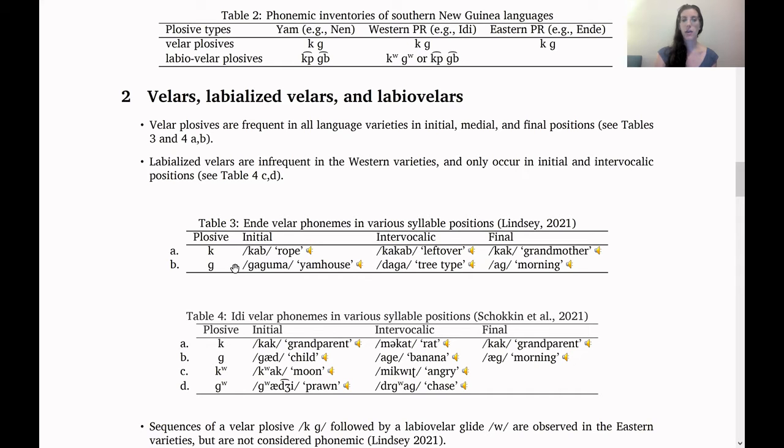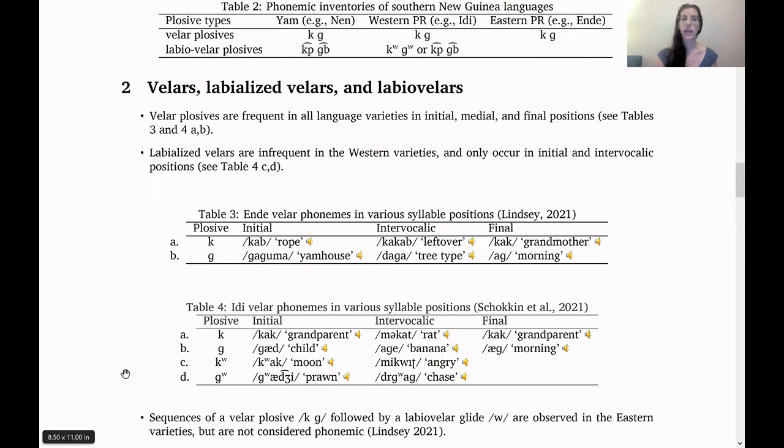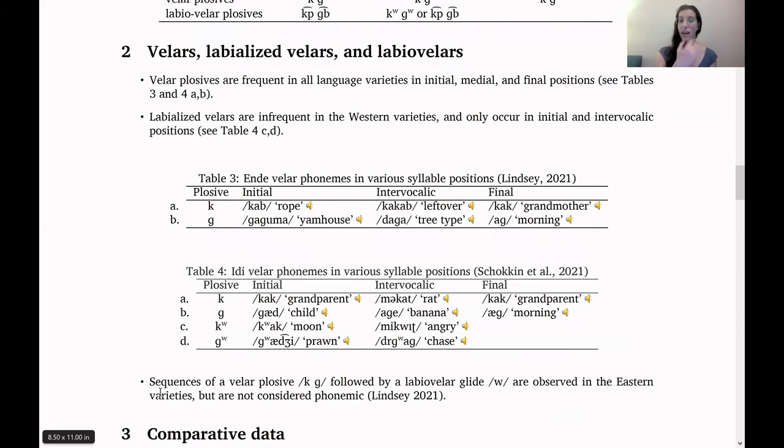Well, the velar phonemes, ka and ga, are very frequent in both of the languages. The labialized velars, though, are infrequent in the Western varieties. Not only are they much, much rarer, but you only find them in initial and intervocalic positions, and that's shown in C and D here. Now, it should be noted that the Eastern varieties do have sequences of a velar plosive, ka or ga, followed by a labiovelar glide, wa, but they are not considered phonemic in the languages as they are in the Western varieties.